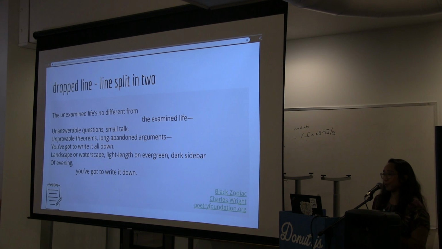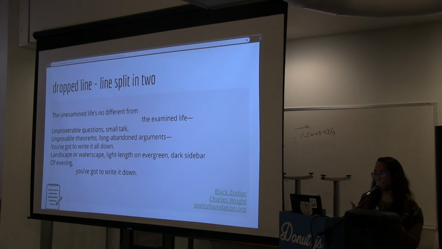So next up is dropped line. A dropped line is when one line of a poem is split into 2, and the second line is indented to match its original alignment. So in this example, a snippet of Black Zodiac by a poet named Charles Wright, we see 2 dropped lines, one at the beginning of the stanza and one at the bottom of the screen, which is really the middle of the stanza. There's more to this stanza with a couple more dropped lines.